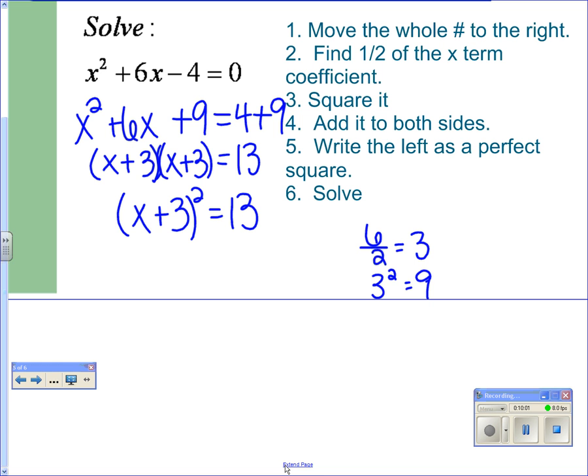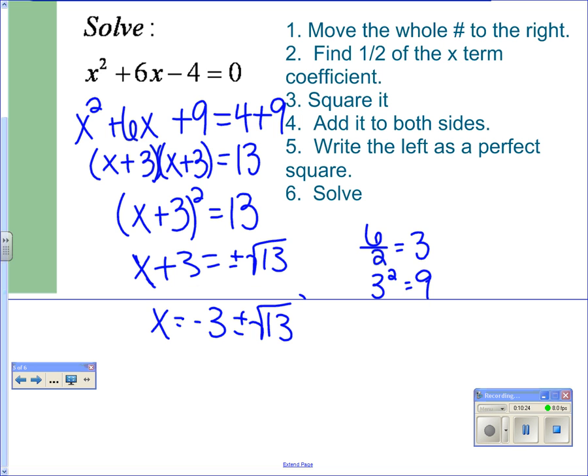Yeah, the stuff that you're like, why are we doing this? Like, we're going to add to it eventually. So what would you do next? So you have x plus 3 equals what? Plus or minus square root of 13. And then what? And that is your answer.